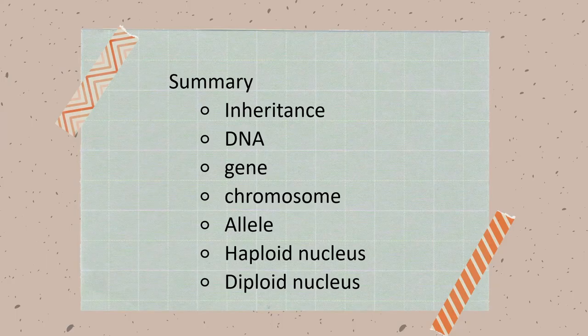To summarize it all, today you learned that inheritance is passing of genes from one generation to another. DNA is the molecule that holds your secret genetic information. A gene is a part of DNA that codes for a protein. A chromosome is basically DNA wrapped around proteins, so it can fit in the nucleus. Alleles are the same genes with different versions. Haploid nucleus has half the number of chromosomes, 23 for humans, and diploid nucleus has 46 chromosomes or 23 pairs of chromosomes.